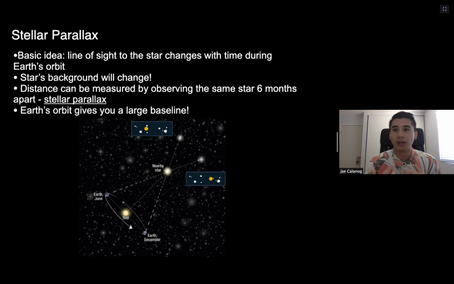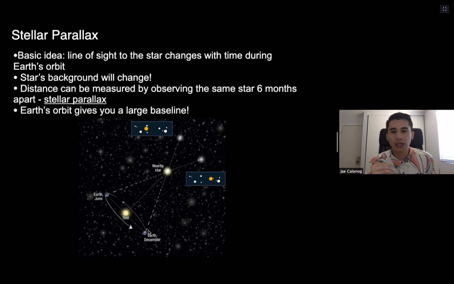within some reasonable amount of time. And so here's the basic idea. The line of sight to the star changes with time during the Earth's orbit. So this is called using the method of stellar parallax. As you're observing a star during different parts of the year, the background of that star will change.